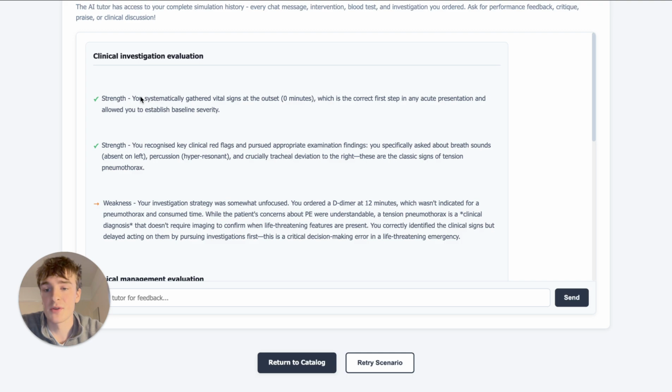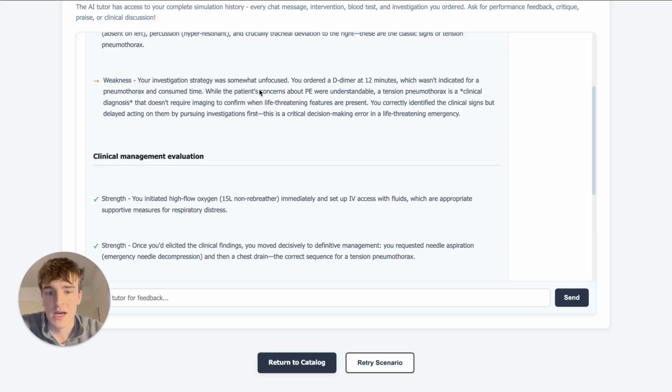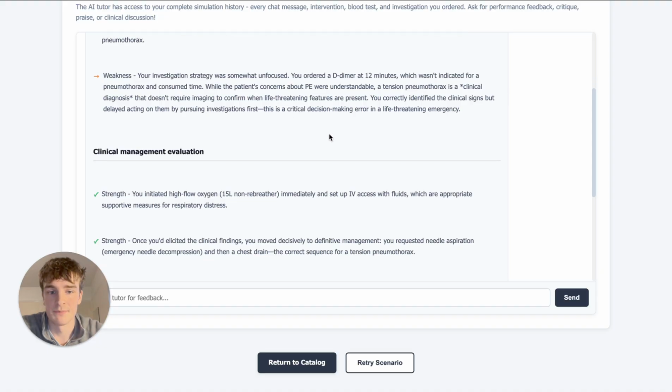So you can see here, strength. We systematically gathered vital signs at the start, which is the correct step. Recognized key clinical red flags, as you can see with the absent breath sounds on the left, the hyperresonant percussion and tracheal deviation. However, we ordered a D-dimer at 12 minutes, which wasn't indicated for pneumothorax and consumed time. This is true. Again, this is a clinical diagnosis, so we shouldn't need imaging.